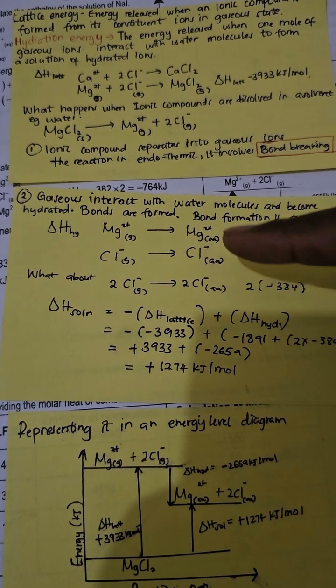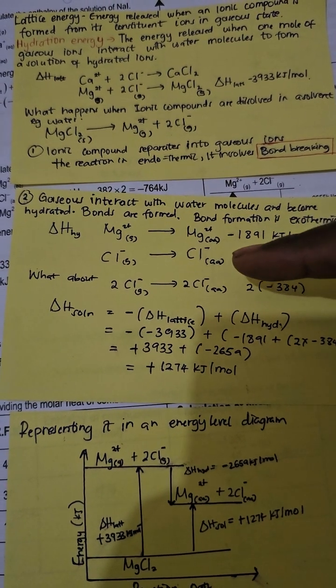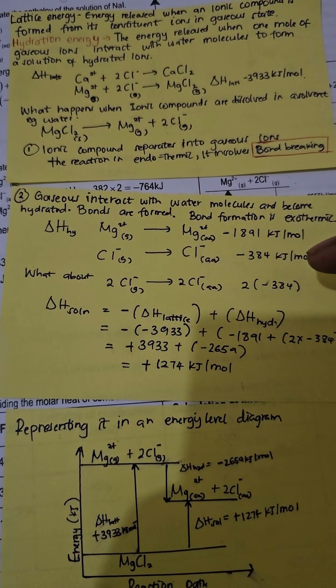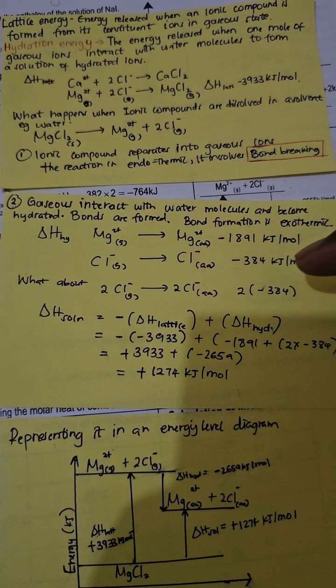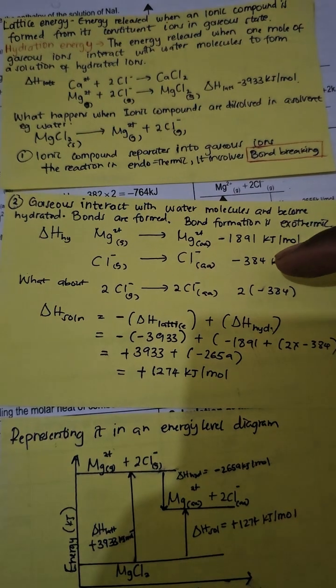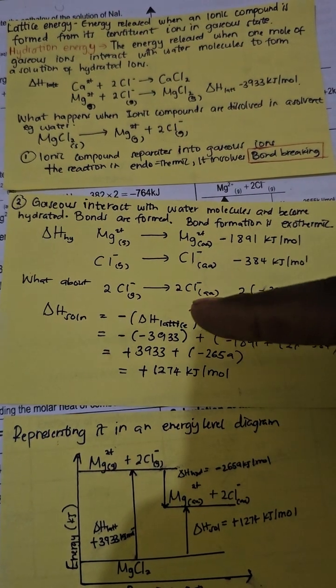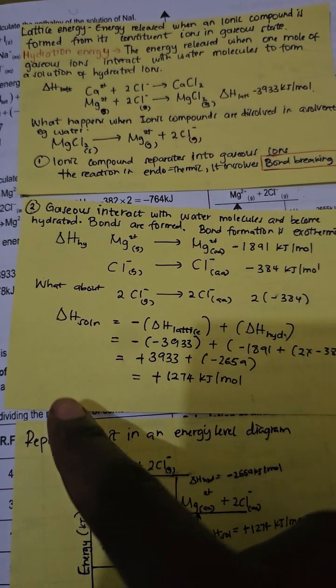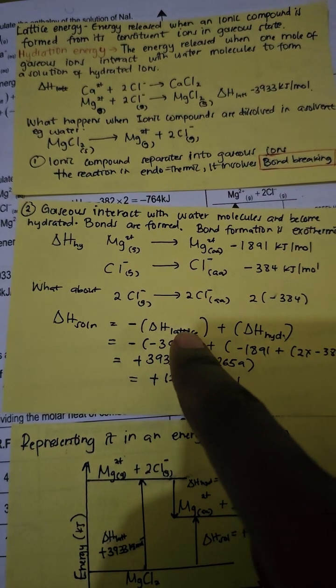1 mole of chloride ions in the gaseous state will interact and form the aqueous, or when they become hydrated, the energy released will be negative 384. What about when they are 2? So when they are 2, it will be twice. So how do I calculate the enthalpy of solution? It will be the negative of the lattice energy.